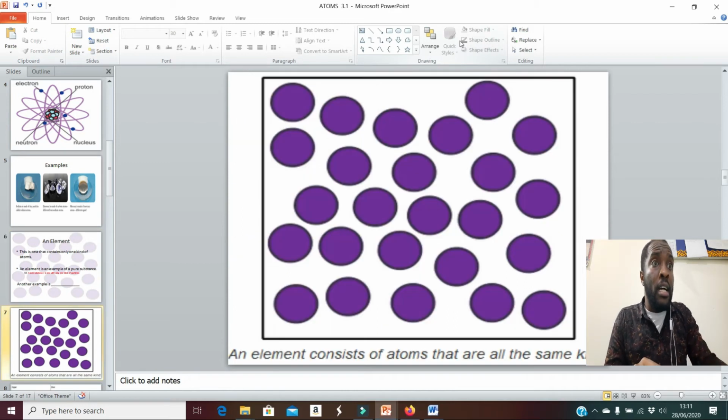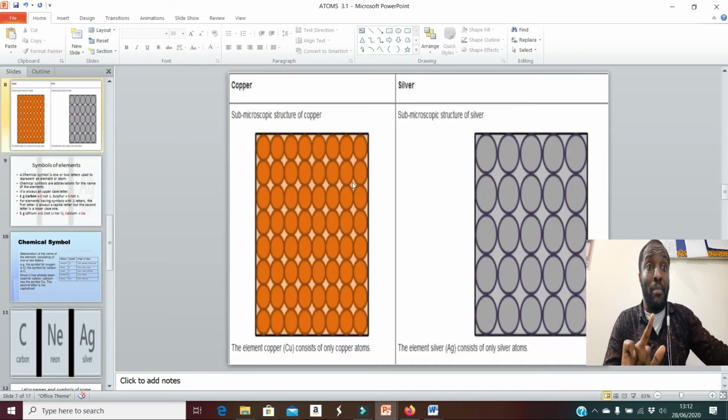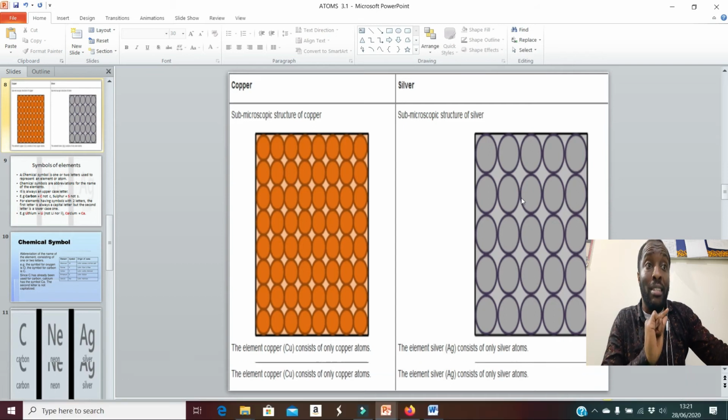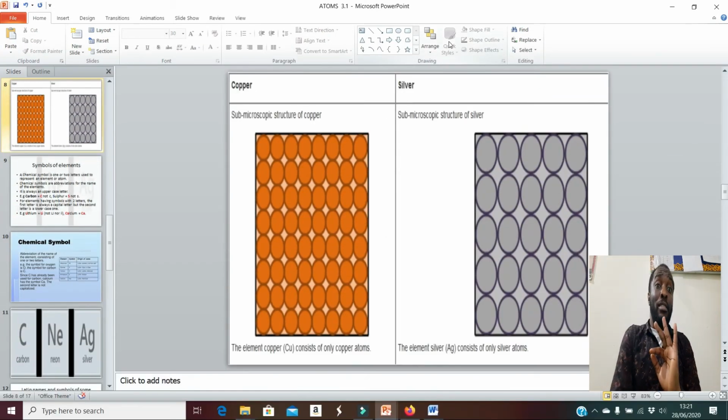Now, looking at an element in this format, we find that this element has single or identical atoms. The atoms, which are all these blue round shapes, are identical. They look alike. And that is also true for the atoms in copper as well as the atoms in silver. However, the atoms of copper are brown and differ from the lustrous white atoms of silver.